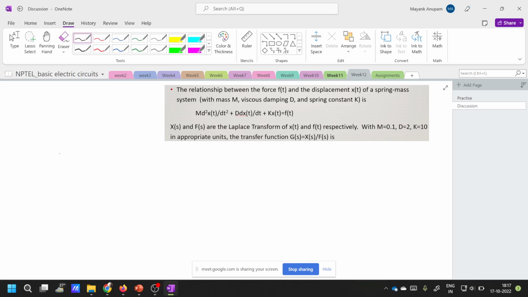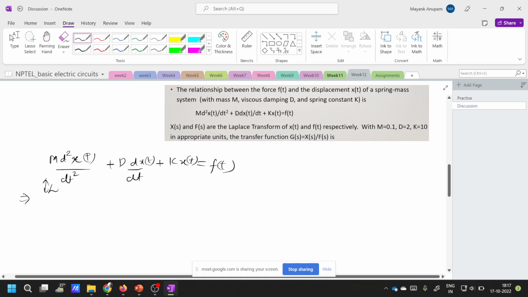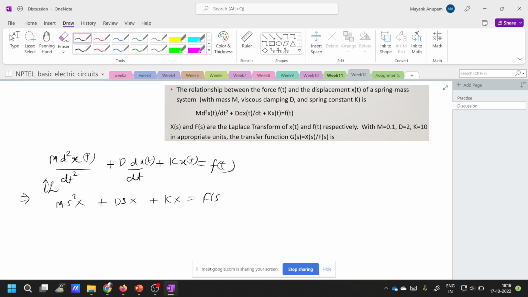So again, for finding transfer function, you have to convert everything to the Laplace domain, and you have to assume that all the initial conditions are 0. So in the Laplace domain, the first equation, that is m d2x of t divided by dt square plus d dx by dt plus kx is equal to F of t, fine. So this will be converted to the Laplace domain as m s square X plus d s X plus k X is equal to F of s.